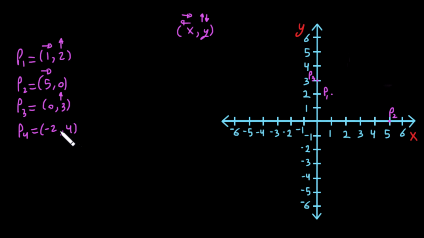Let's take another point, P4, which is -2, 4. Negative, so left. Positive, so up. So 1, 2, then 4 steps up, 1, 2, 3, 4, which is here.